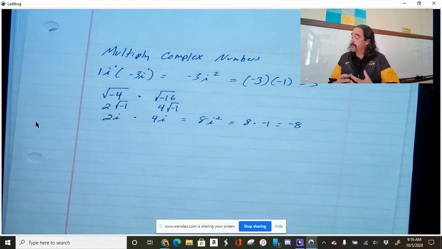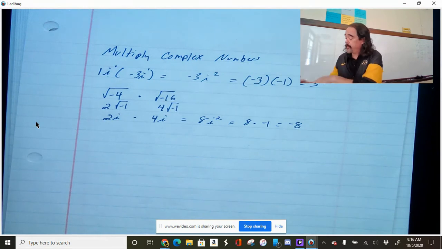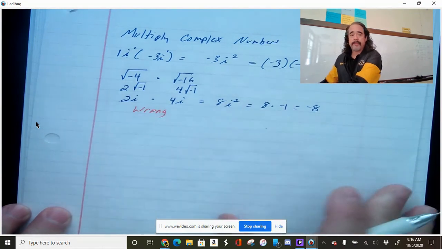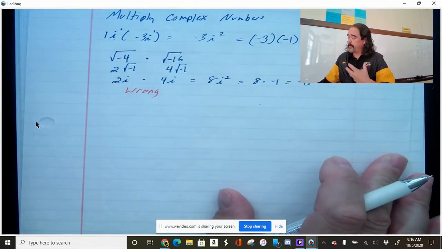All right. Do not do it this way. I want to do this in red, and I want to just say that this is wrong. So hopefully this sticks with you, and if you start doing it this way, you'll realize, oh no, this is wrong.